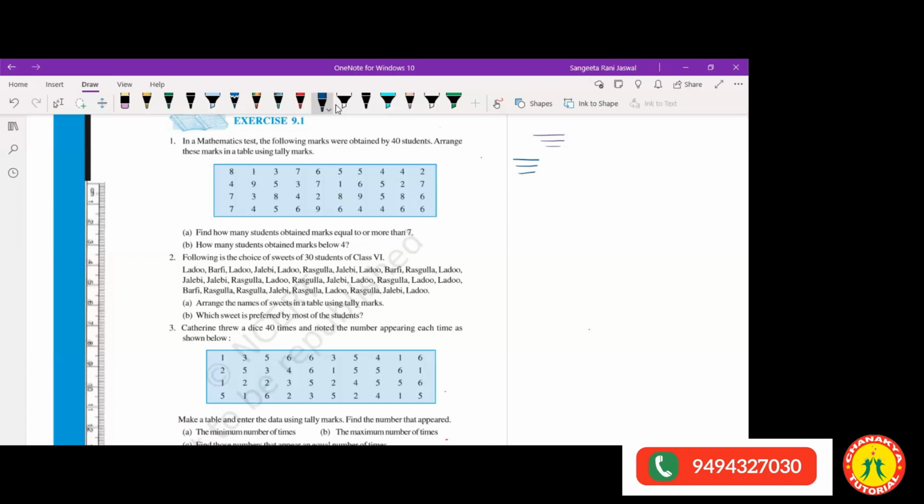Okay, Soumya, tell me what columns you have made. Ma'am, I've made a marks column, then tally marks, and frequency. So these are numbers from 1 to 9.